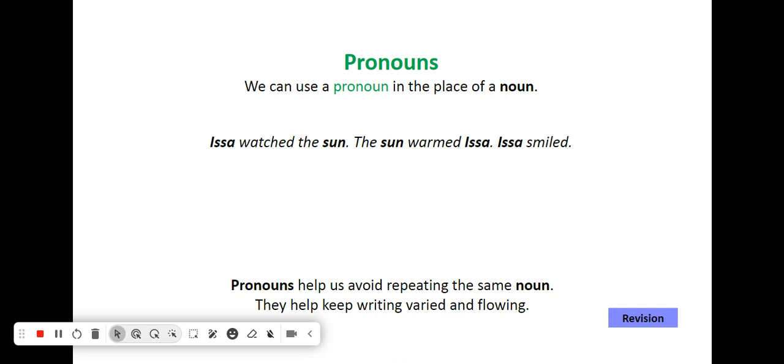Let's see this example here. Esa watched the sun. The sun warmed Esa. Esa smiled. Esa watched the sun, it warmed him, he smiled. So instead of just repeating the sun and Esa, we are replacing them with it, him, and he as pronouns in place of the names.